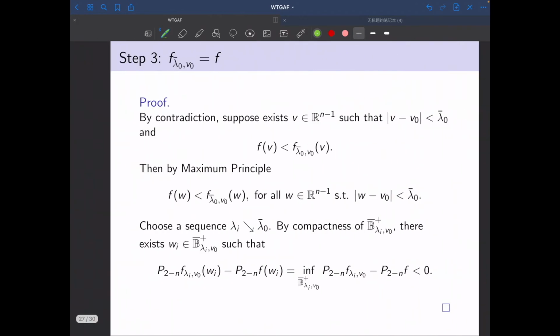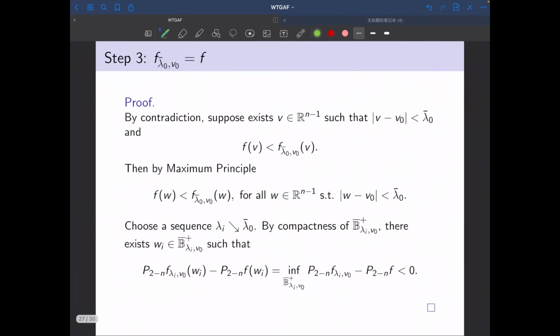And this is the last step of the argument, where the statement is also very straightforward. It says that for any v0 in R^{n-1}, at the critical lambda naught, which is lambda naught bar, we are going to have the inverted function equals the original function. The proof is more complicated. I can only talk about a sketch of it. The proof is by contradiction.